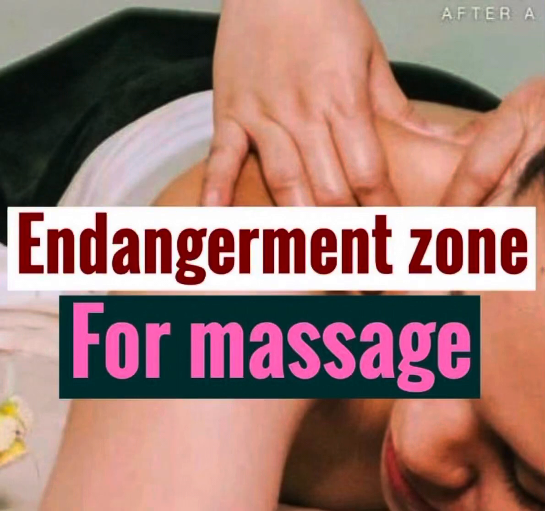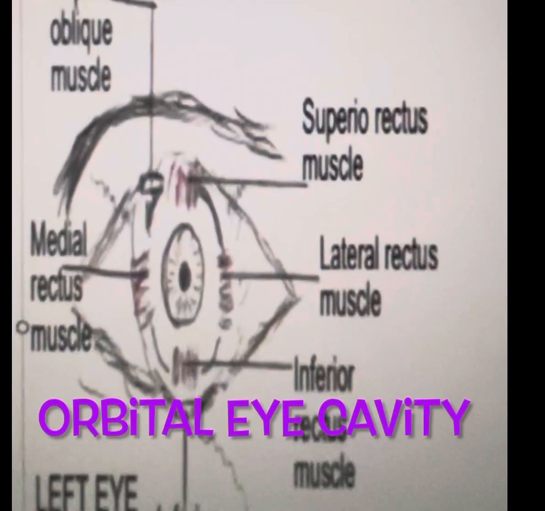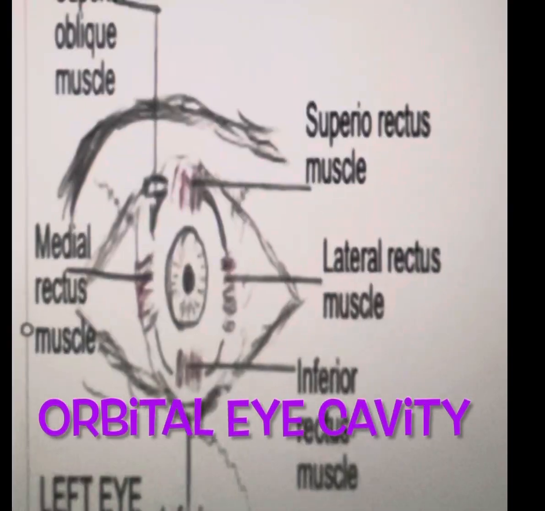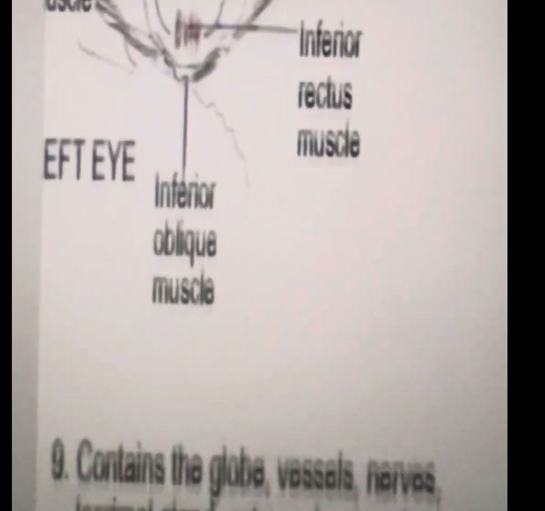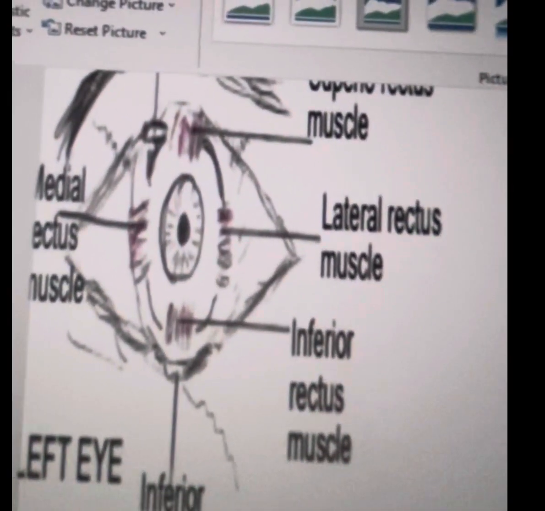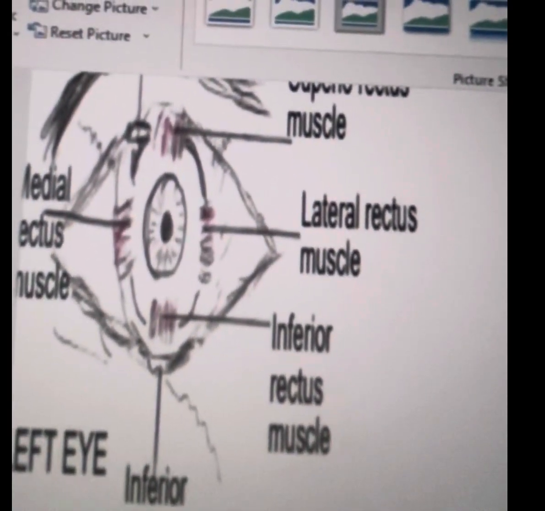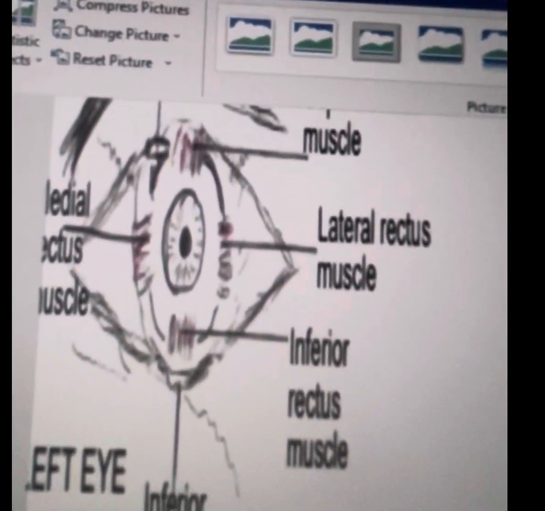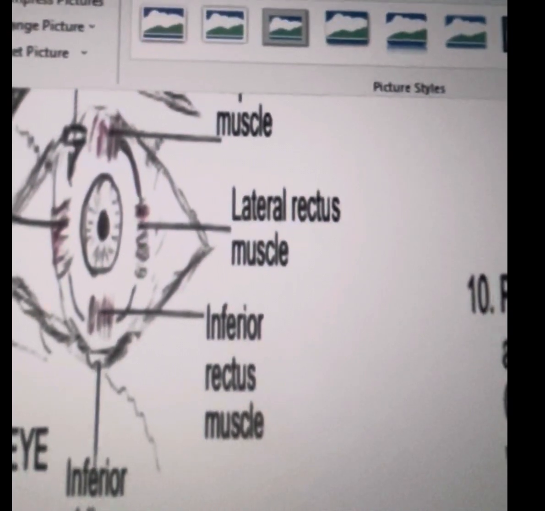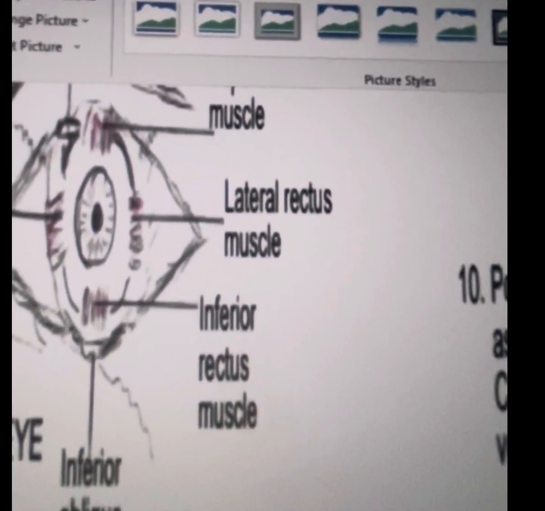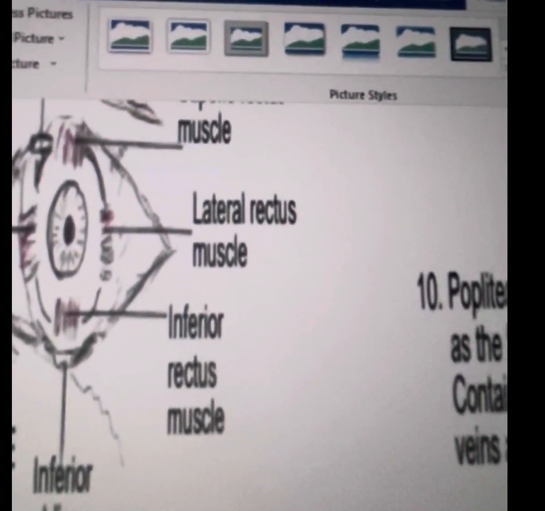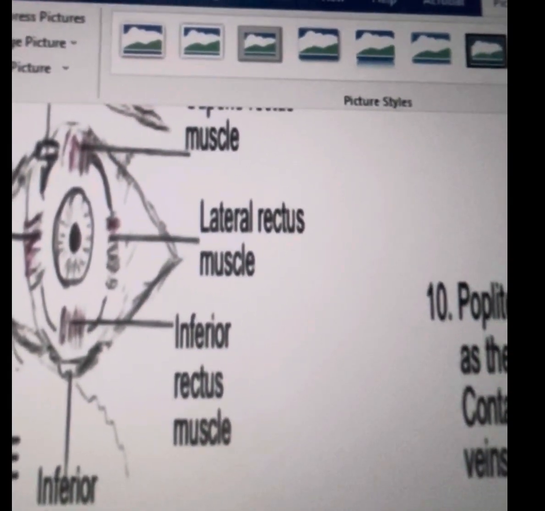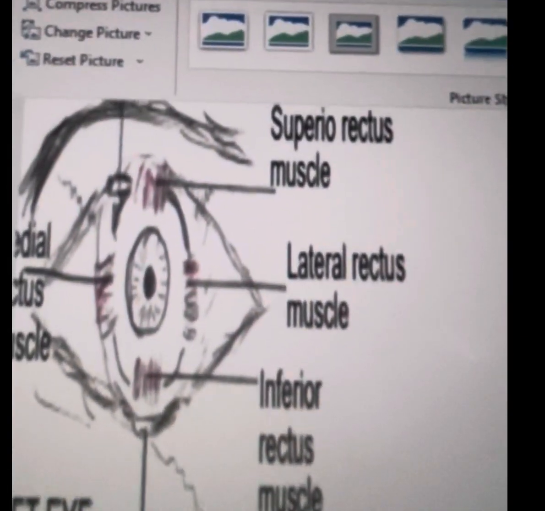Our topic for today is the endangerment zones for massage. Let's start with the orbital eye cavity. It is a danger zone in massage because it contains the globe, vessels, nerves, lacrimal gland, extraocular muscles, tendons, as well as pads and other connective tissues in the eye.